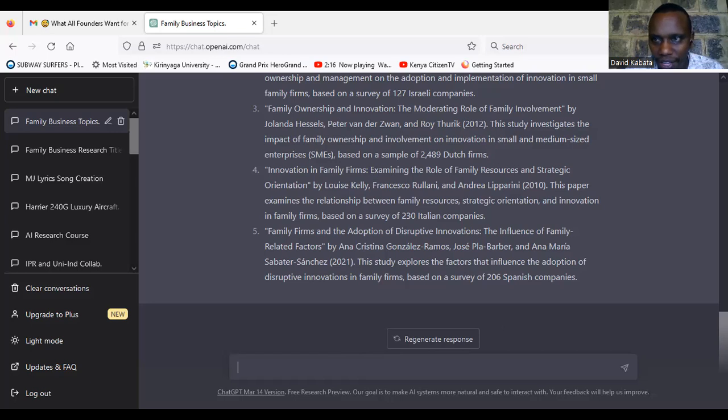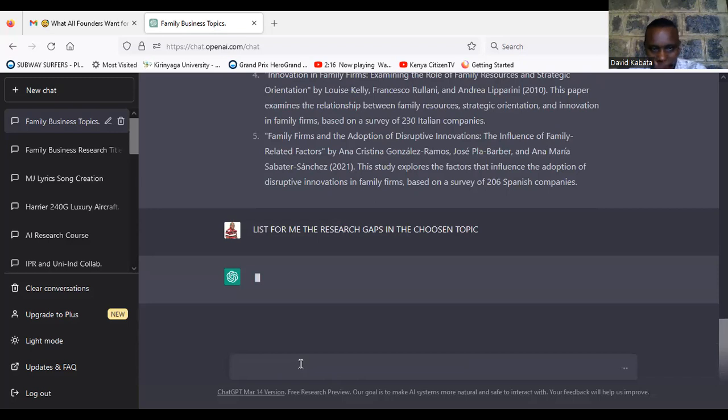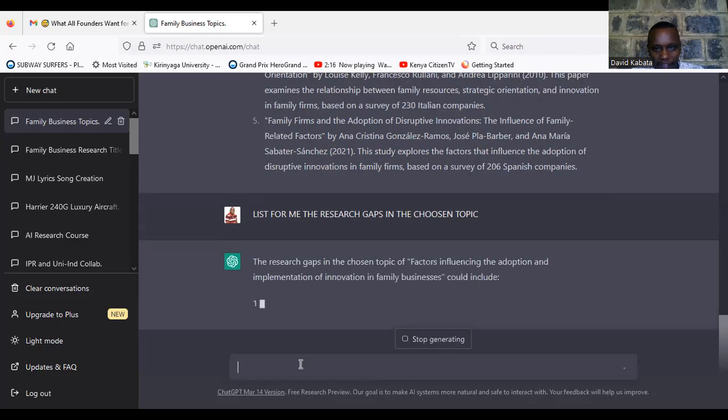So the next thing I need to do is to prompt it to list for me the literature research gaps in the chosen topic. So I want the literature gap in the chosen topic. Let me see whether AI can do that for me. I'm waiting for the research gap in the chosen topic.